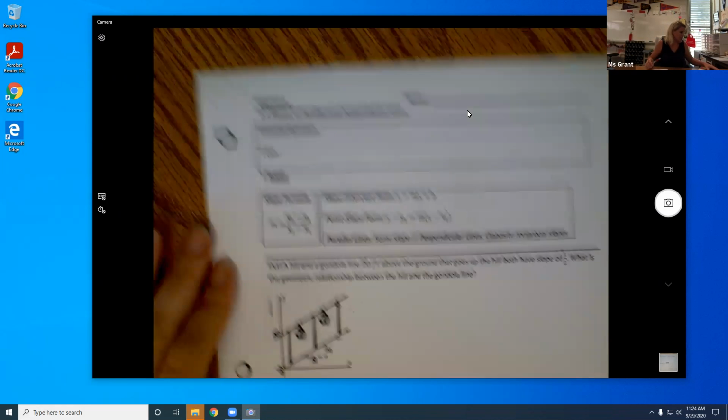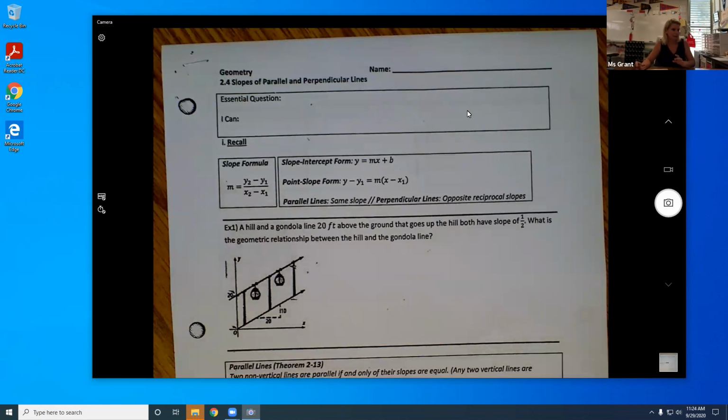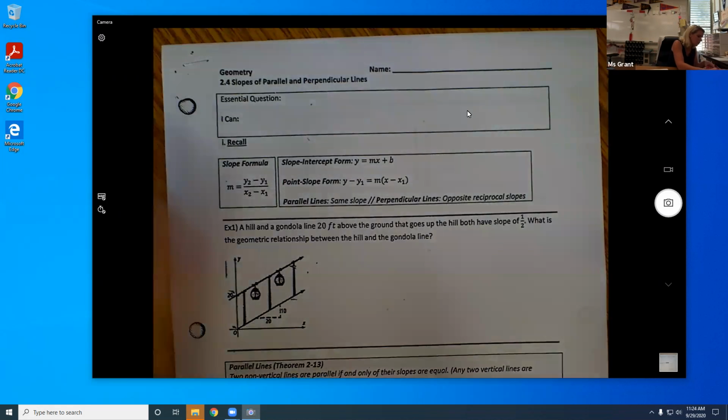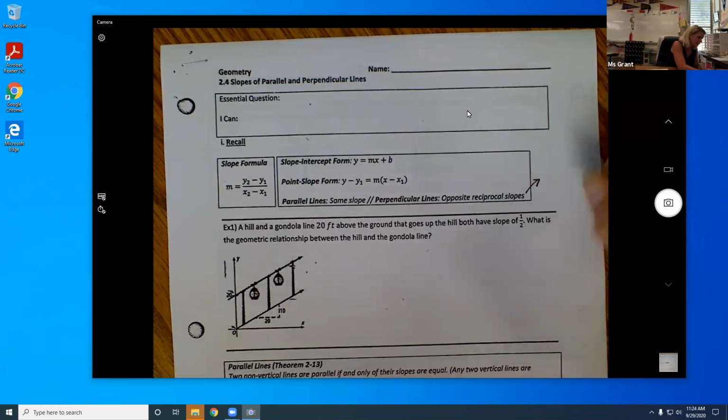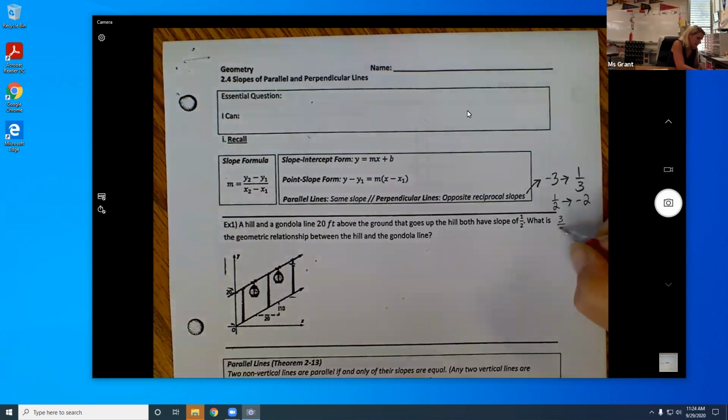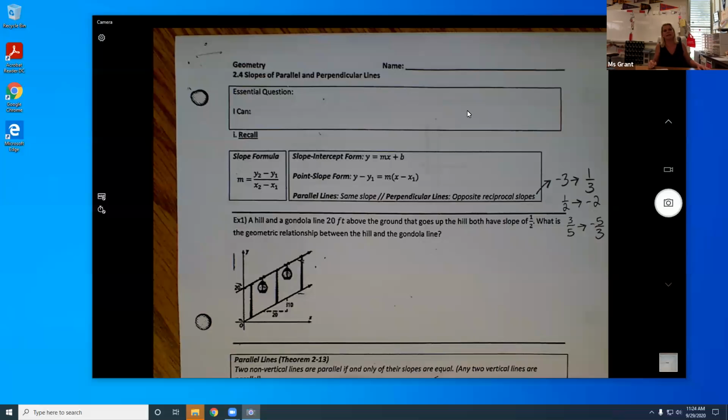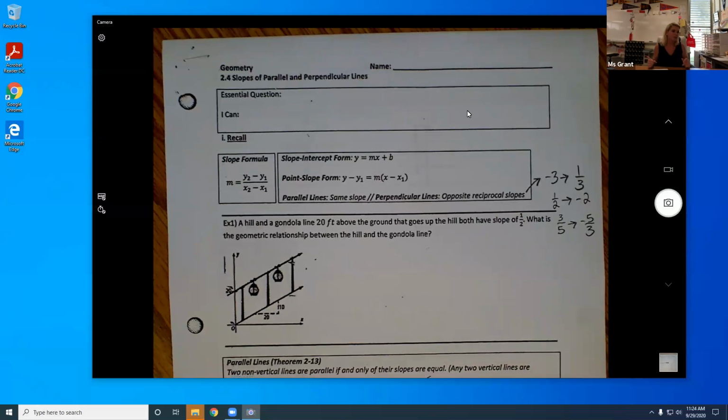So let's go through some of these things here. Same slope, and opposite reciprocals would be like -3 and +1/3, or like 1/2 and -2, 3/5 and -5/3. Those are opposite signs and reciprocal fractions. That's for perpendicular.